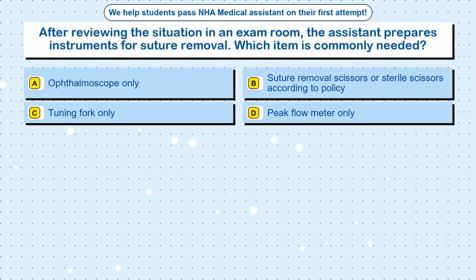Question 36. After reviewing the situation in an exam room, the assistant prepares instruments for suture removal. Which item is commonly needed? Option A. Ophthalmoscope only. Option B. Suture removal scissors or sterile scissors according to policy. Option C. Tuning fork only. Option D. Peak flow meter only.